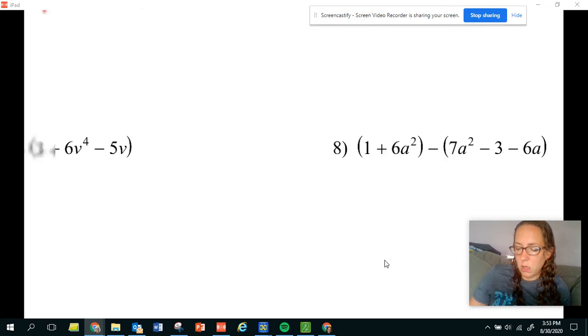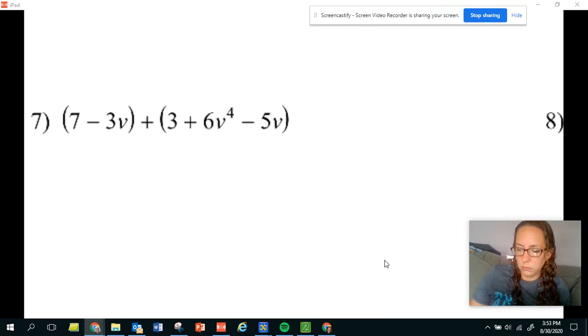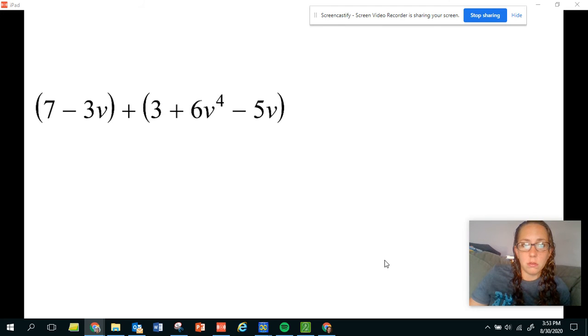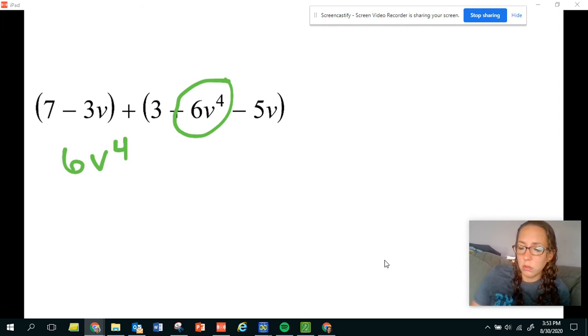Okay. So with this, it's the same thing, right? It's a plus sign in the middle, so I'm just combining. So all I have to do is go through and find my like terms. So I've got a 7 by itself and a 3 by itself. Actually, sorry. When we're writing these, we should always start with the biggest exponent first. So I'm actually going to start with that. It's the only v to the 4th, so I don't have to add it with anything. I just have to remember to bring it down.